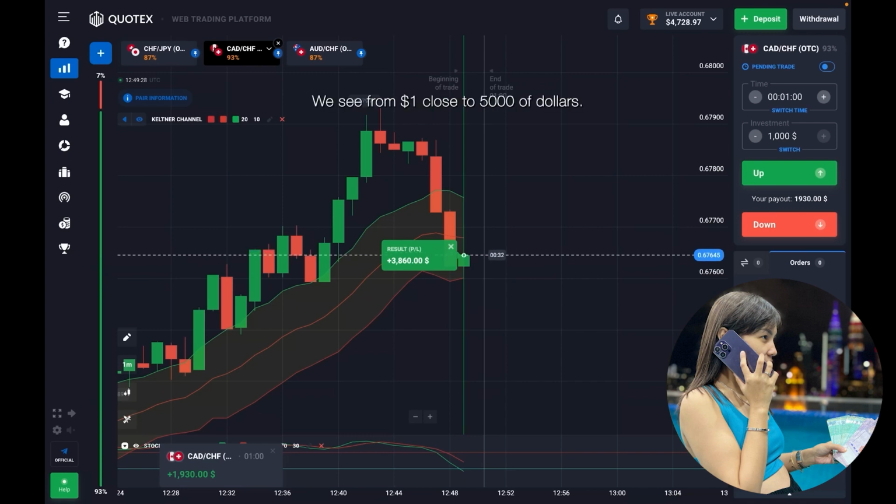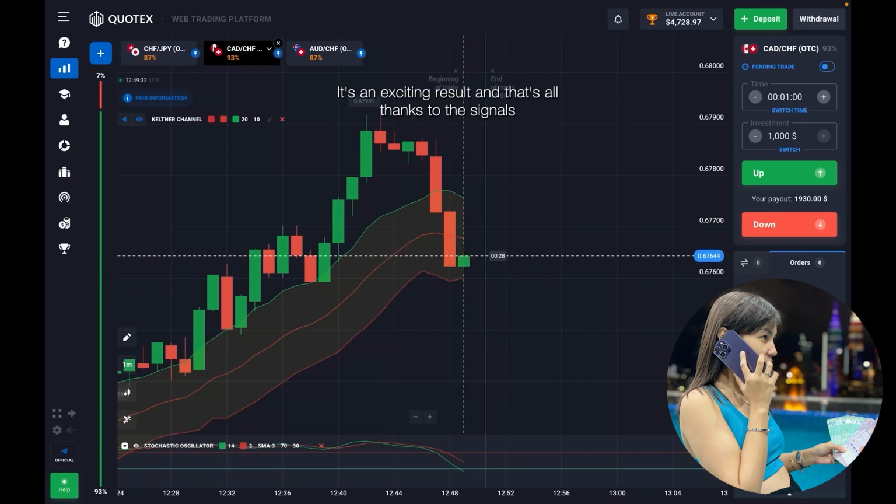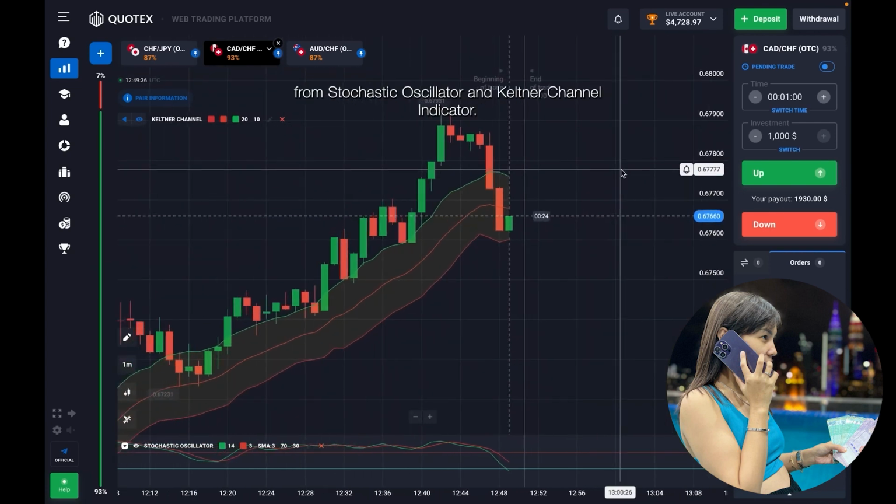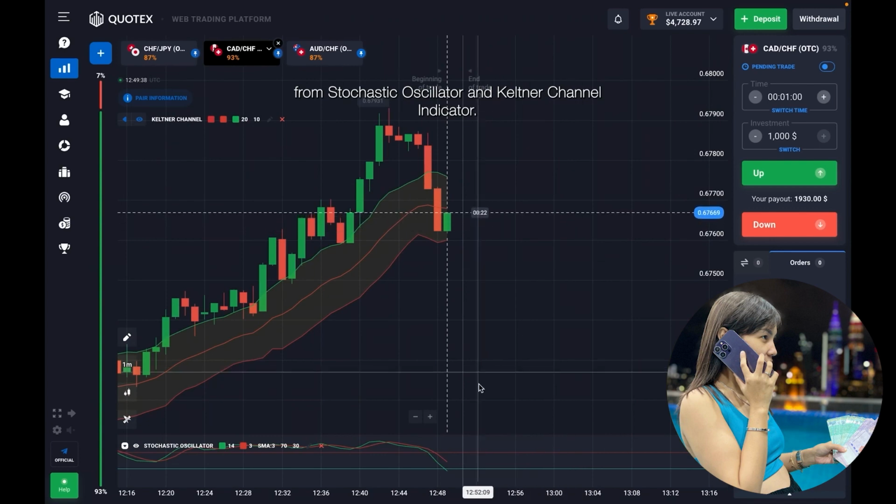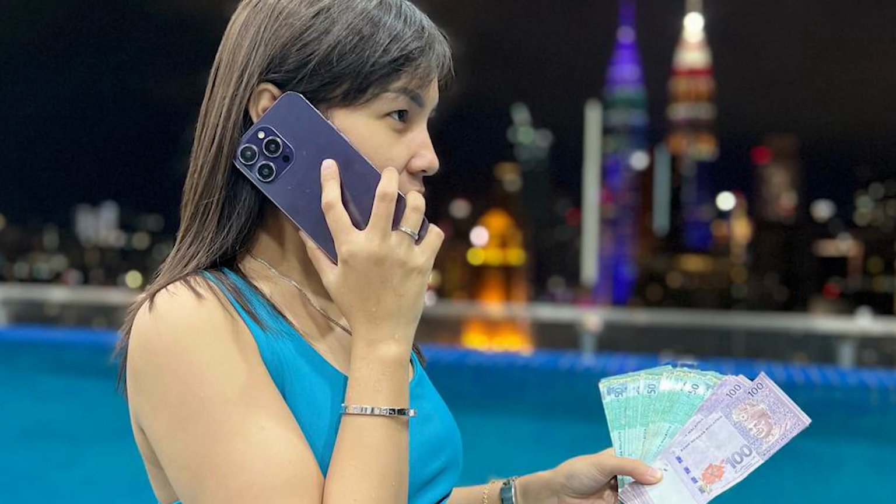Great result, guys. We see from $1 close to $5,000. It's an exciting result, and that's all thanks to the signals from the stochastic oscillator and current channel indicator. So this combination of indicators is working in a really precise way, and you have the opportunity to earn really huge money.